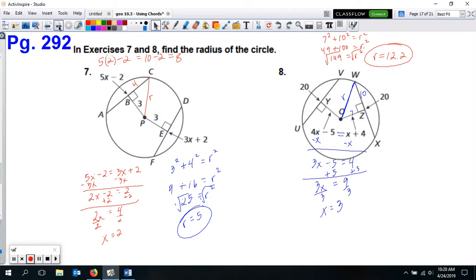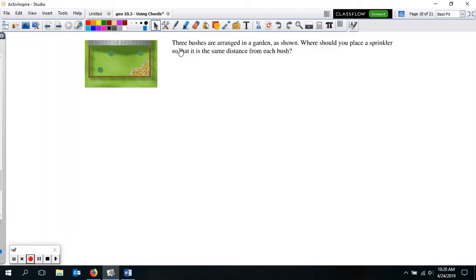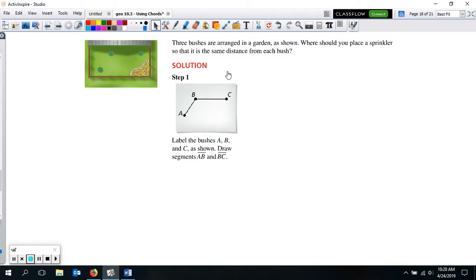Alright, one more I did want to show you before we leave is just this last one. It says 3 bushes are arranged in a garden as shown. Where should you place a sprinkler so that it is the same distance from each bush? And so they're going to draw a little diagram here. They're going to have the bushes A, B, and C. They're labeling them. They're going to connect the dots there. So it says label the bushes A, B, C as shown. Draw segments AB and BC.